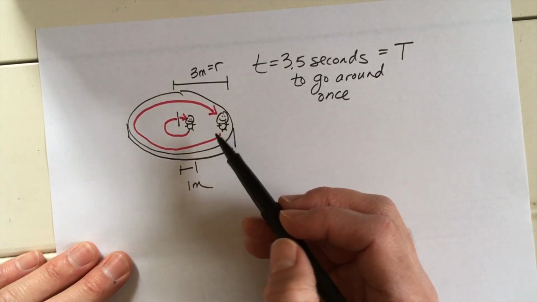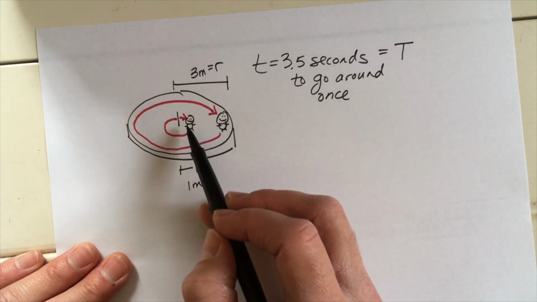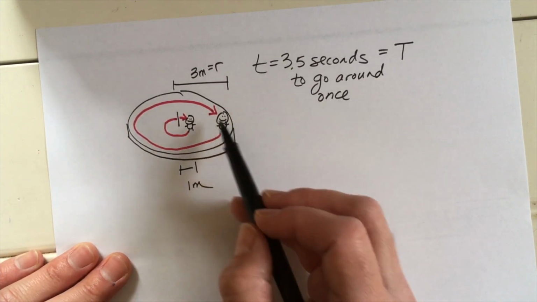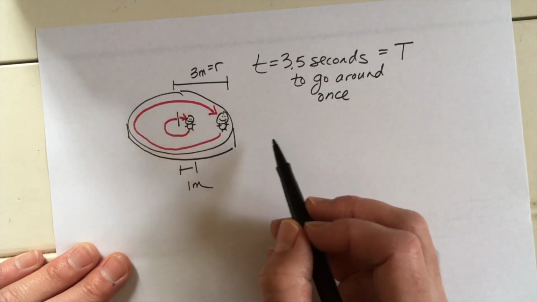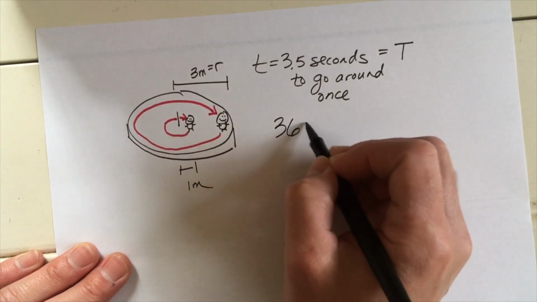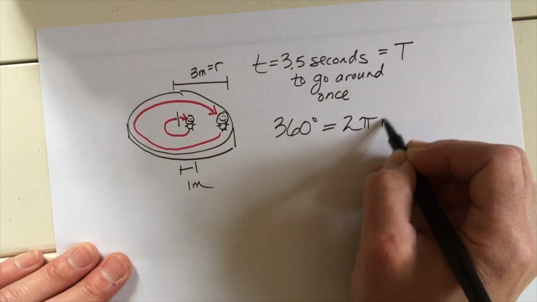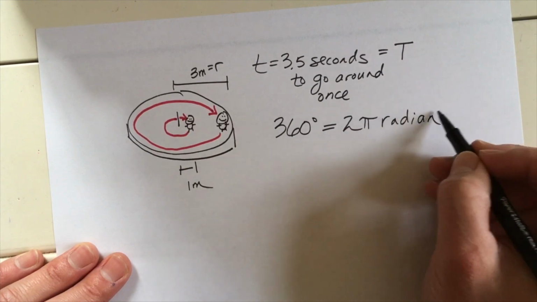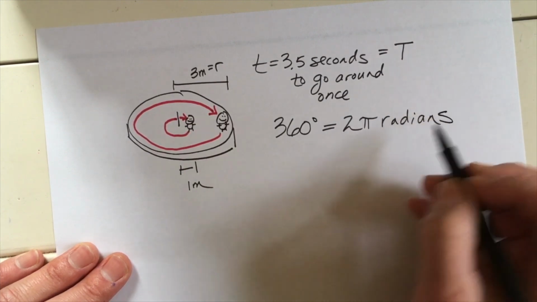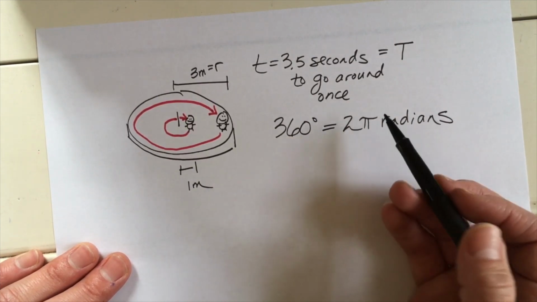You can also think of that as you complete 360 degrees in 3.5 seconds, just like your sibling does. You both complete 360 degrees. Now, we might remember from math class that 360 degrees is the same as 2 pi radians. It's just another way of thinking about angles, right? Instead of calling them degrees, we call them radians. Now, what does that mean?